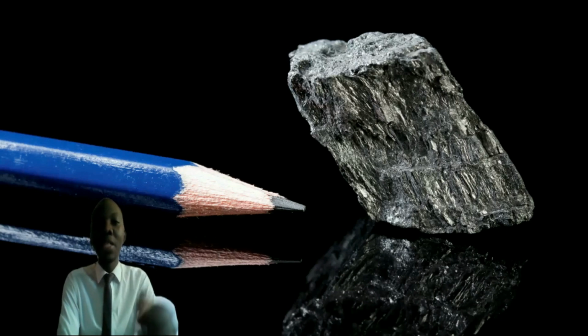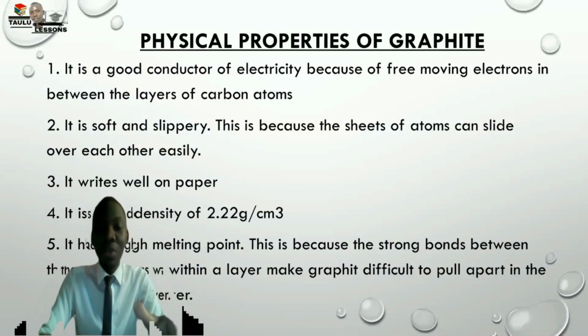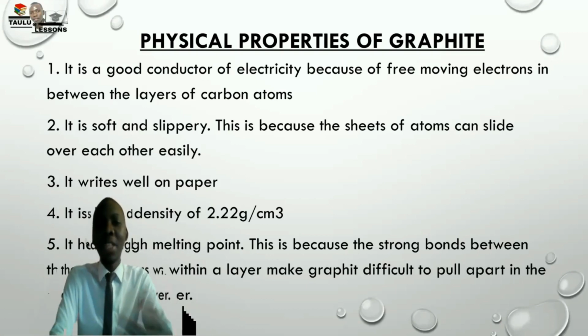So it is crystalline by nature. Graphite is dark, and it is also soft. Now, that graphite is basically made up of carbon. It's a carbon element. What are some of the physical properties of graphite?